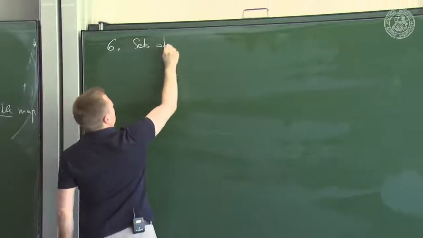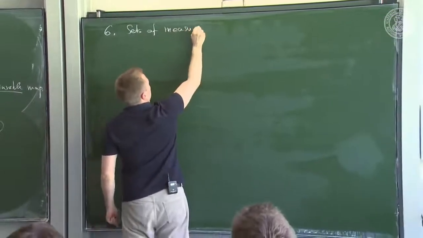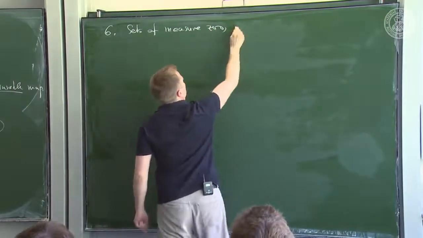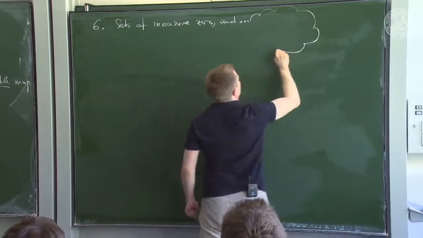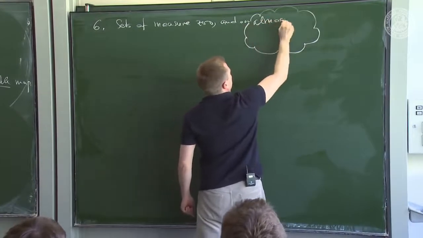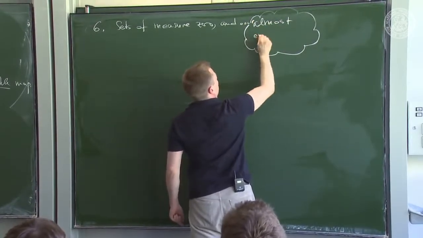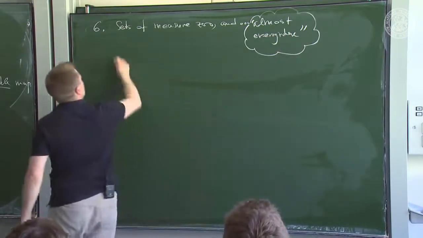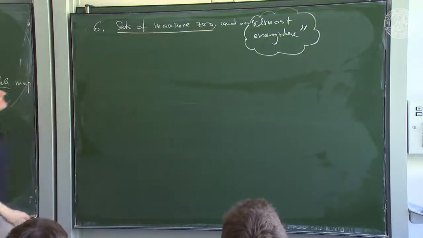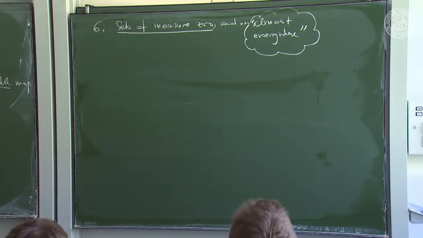Sets of measure 0 and almost everywhere. So almost everywhere is a phrase that is applied in various circumstances, but it always, always, always has to do with sets of measure 0.